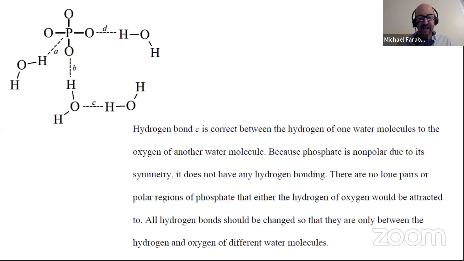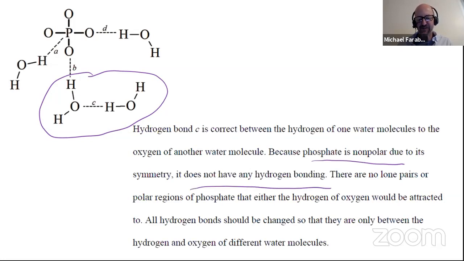This person is indicating that only C is correct and everything else is incorrect because, in their opinion, hydrogen bonding should only take place between water molecules. It says because phosphate is nonpolar, it does not have any hydrogen bonding. So remember that an electronegative oxygen, even in a substance like phosphate, which is a polyatomic ion, can still reach out to form a hydrogen bonding interaction with the hydrogen on a water molecule.